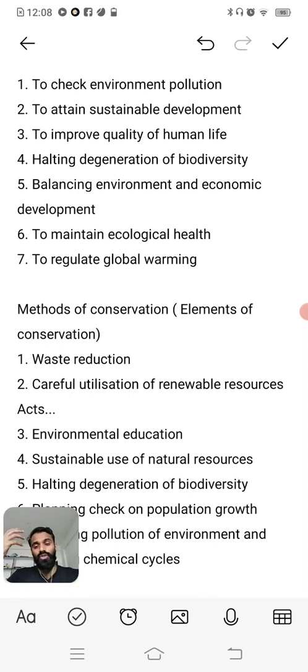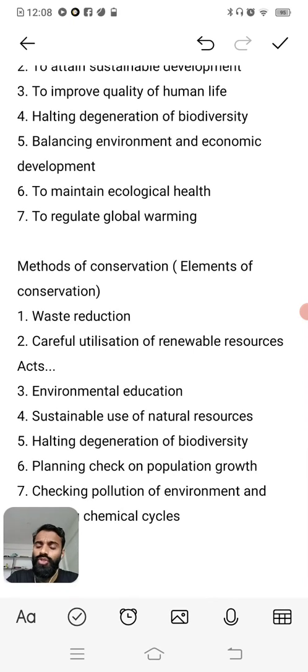Or else the ozone layer, if it goes on depleting, what will happen? Global warming will increase, and as a result there will be harmful ultraviolet rays coming to the earth, and also acid rains etc. falling on you. So to maintain ecological health, we require this, and also to regulate global warming. To regularly control that, we should preserve the natural resources.